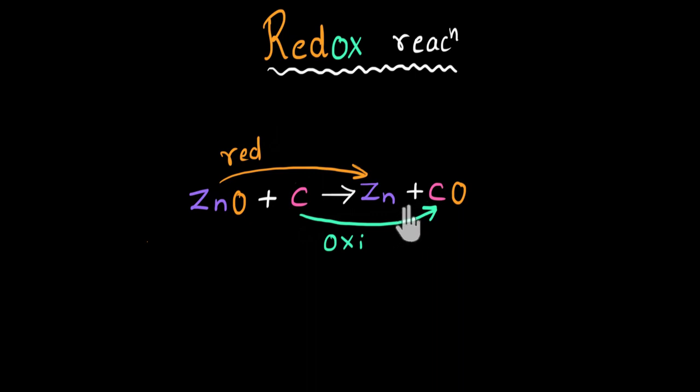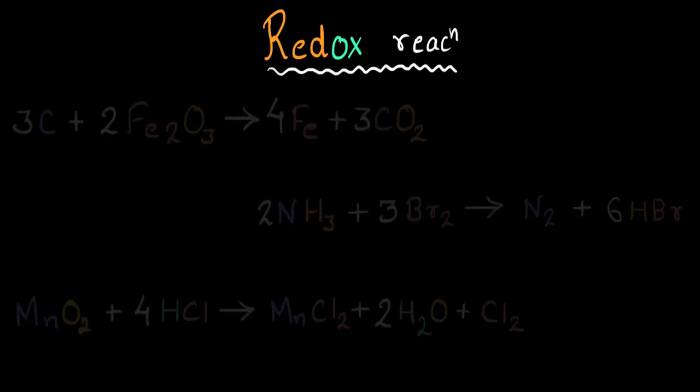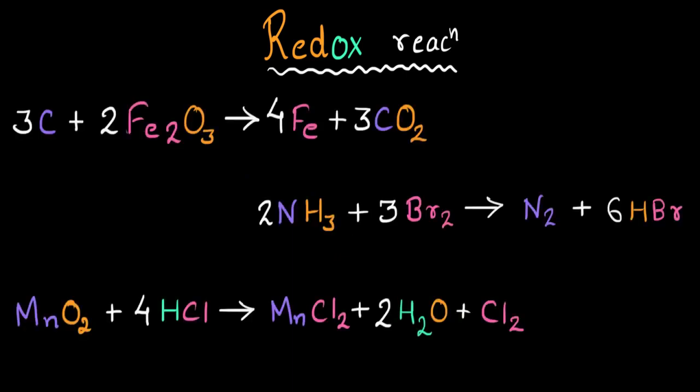Now, if you understand this, let's solve some more problems. For each of these reactions, let's try to find out which element is undergoing oxidation and which is undergoing reduction. And before I solve it for you, why don't you pause and try it yourself first? Now, if you have tried it, let's see.